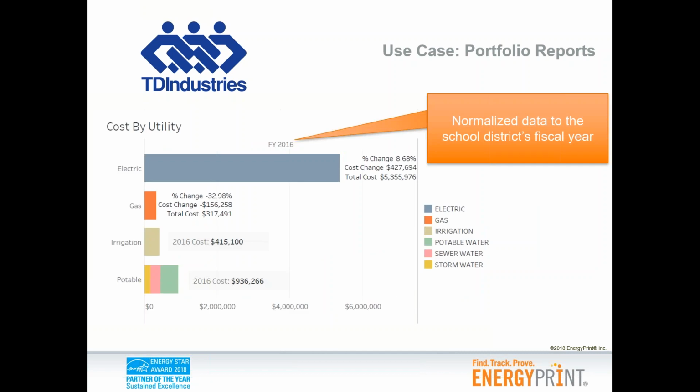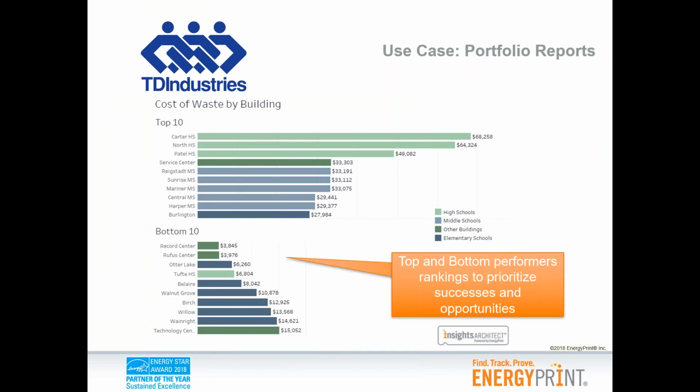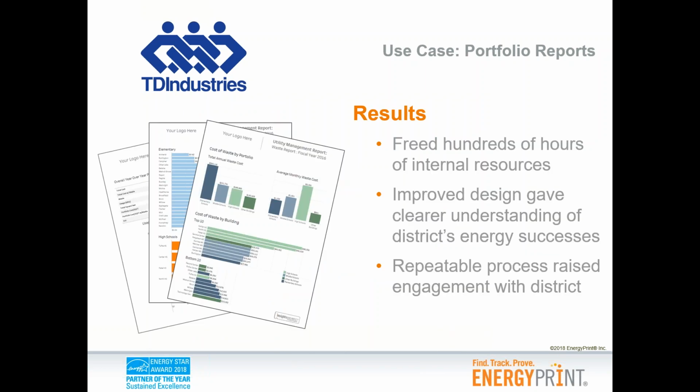Our Insights team pulled portfolio summary data from multiple areas within the utility dashboard and our database to create a simple, customized summary. And actually this included normalizing the data to the school district's fiscal year instead of the calendar year, which you often see with the utility dashboard, so it would align with their other success metrics that they were reporting on. It also allowed us to track utilities beyond energy and water, like waste, for example, and we were able to focus on top 10 and bottom 10 performers in numerous different categories as we look to streamline prioritizing opportunities and successes.